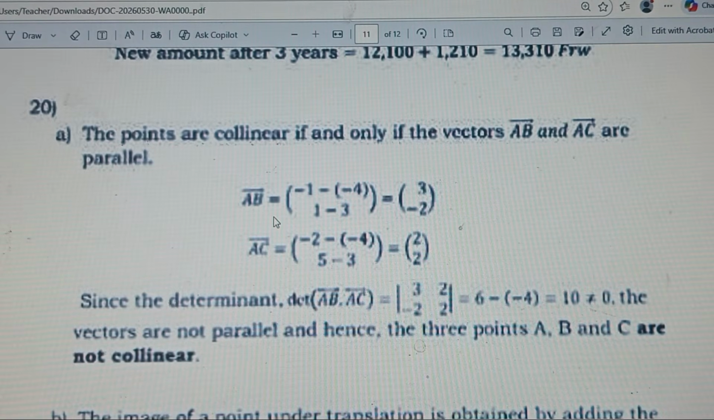Question number 20. We check also if that point is collinear. You start by find that is the unit of vector. Maybe it is unit number 7 or 6 in senior 2. You start by finding AB and AC. Then you get that one. In order to make sure it is collinear, you take AB and AC. Then you make the determinant. If it is different from 0, it is not parallel, means the 3 points ABC are not collinear.